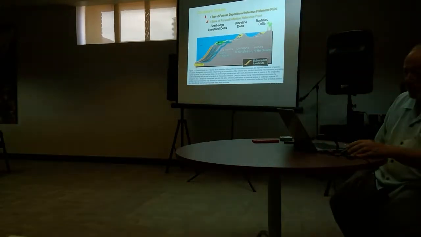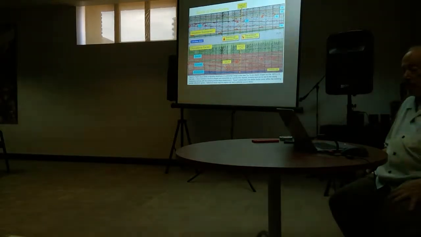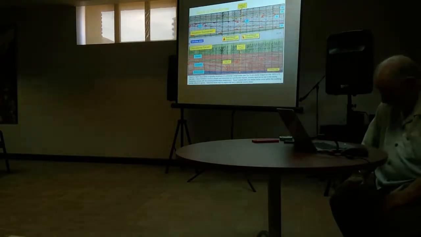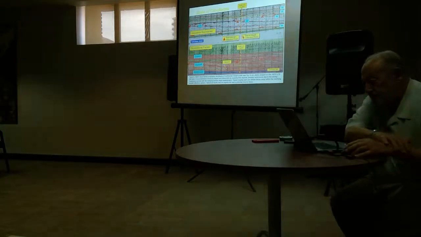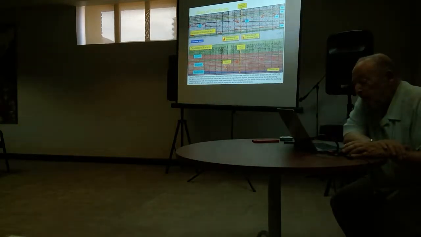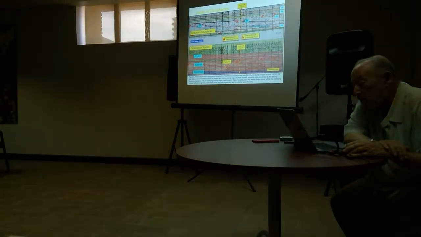So do we see these on seismic? Well, we do. Here's a good example from the north slope of Alaska. And you can see up here, the bottom set beds of the delta are the flat-lying ones down here.